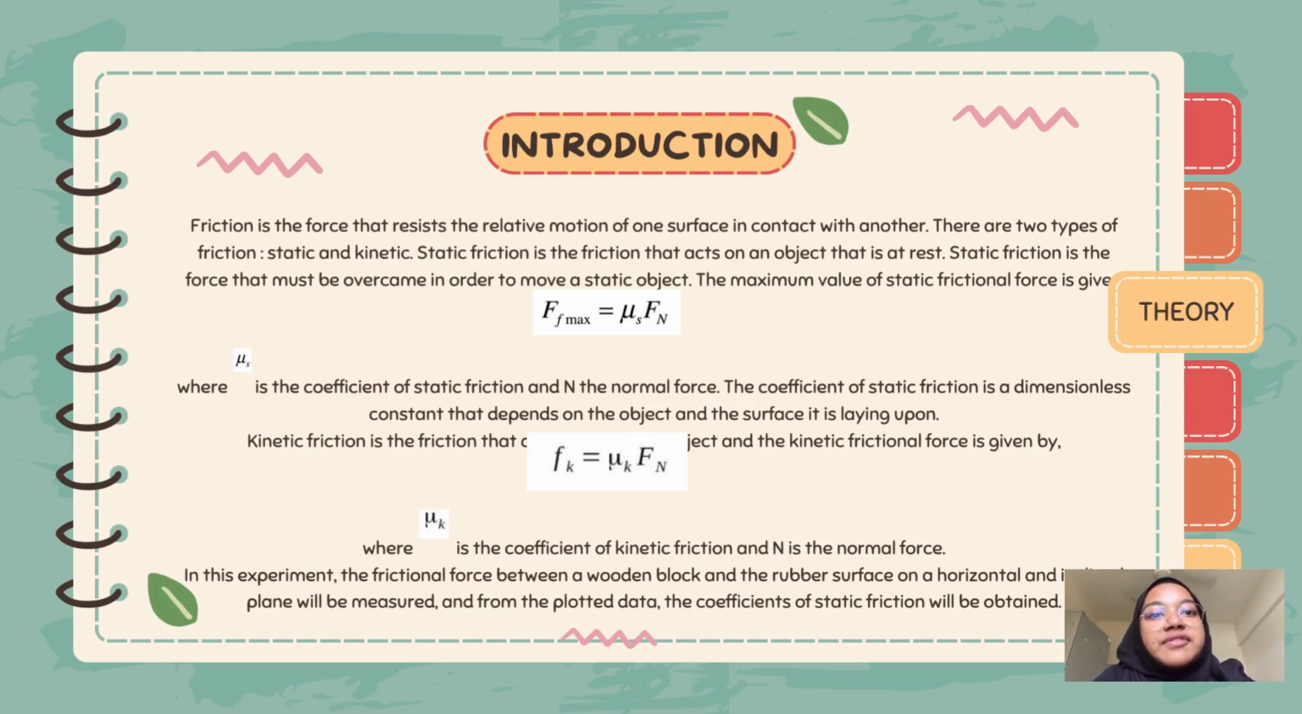The coefficient of static friction is a dimensionless constant that depends on the object and the surface it is lying upon. Kinetic friction is the friction that acts on a moving object, and the kinetic frictional force is given by fk = μk N, where μk is the coefficient of kinetic friction and N is the normal force. In this experiment, the frictional force between a wooden block and the rubber surface on a horizontal and inclined plane will be measured, and from the plotted data, the coefficients of static friction will be obtained.